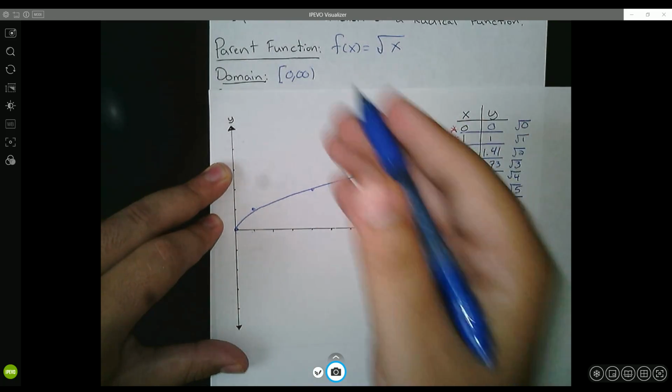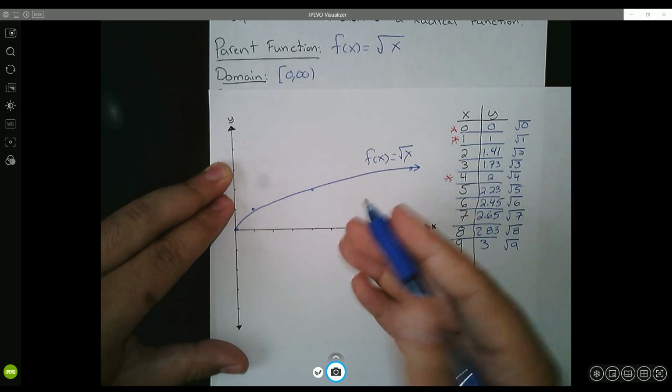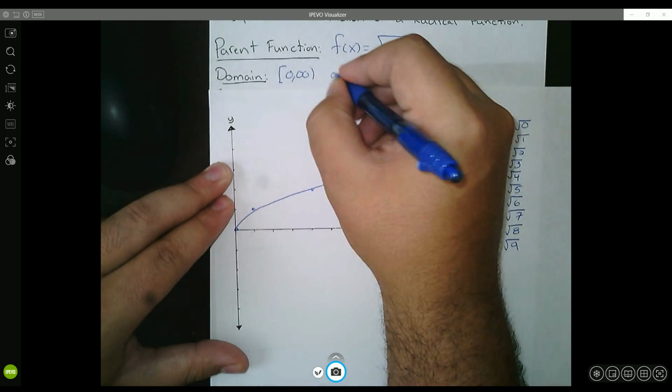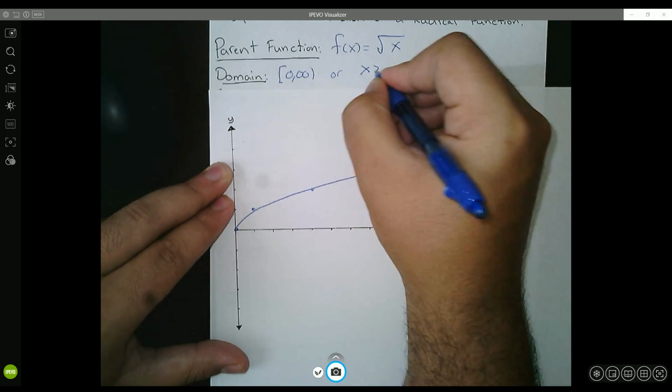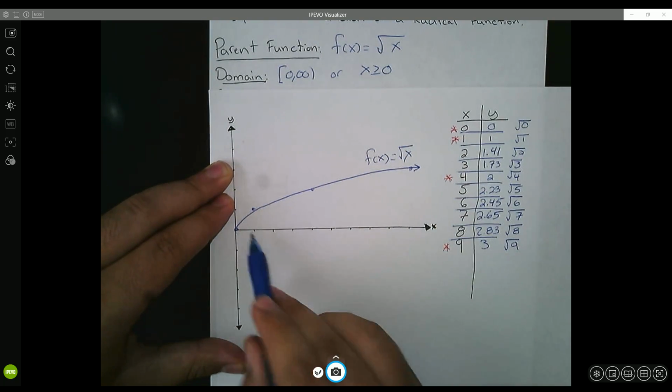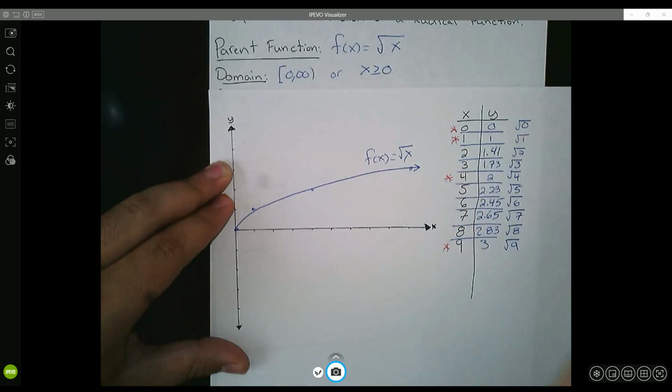Now, if you want an easier method to write that, we just want to know the x values, right? So we can say x is greater than or equal to 0, because as you can tell, x can be 0 or anything greater. So that one works.